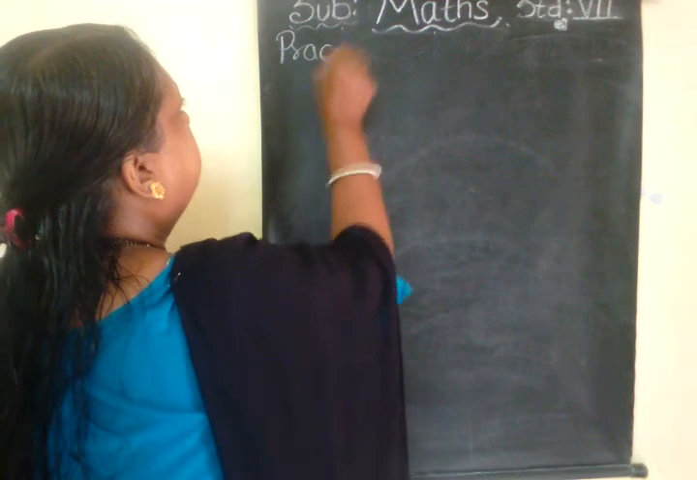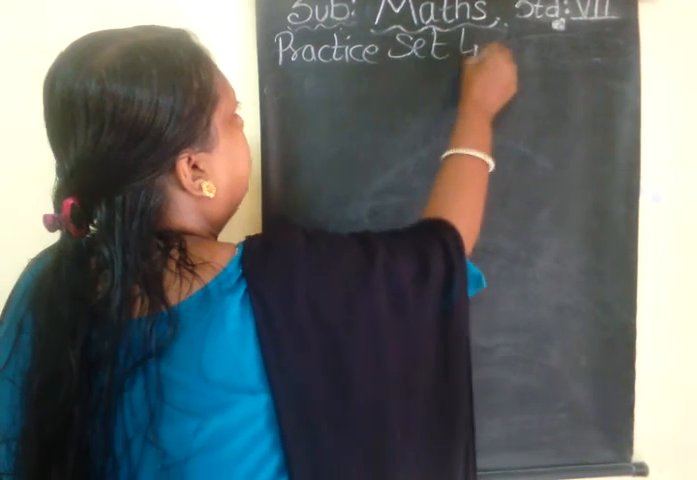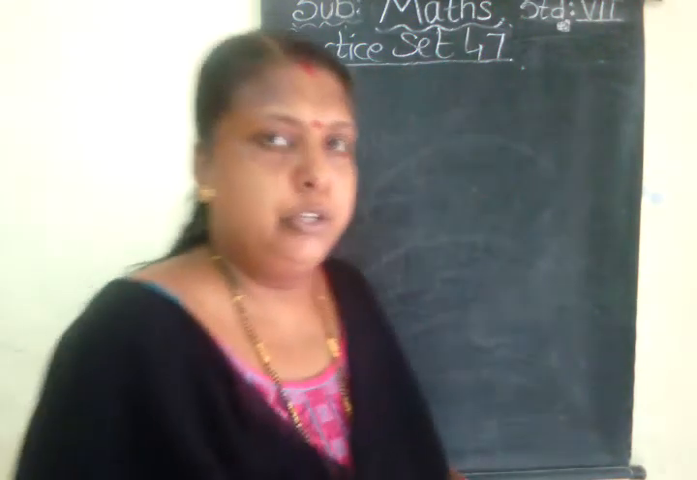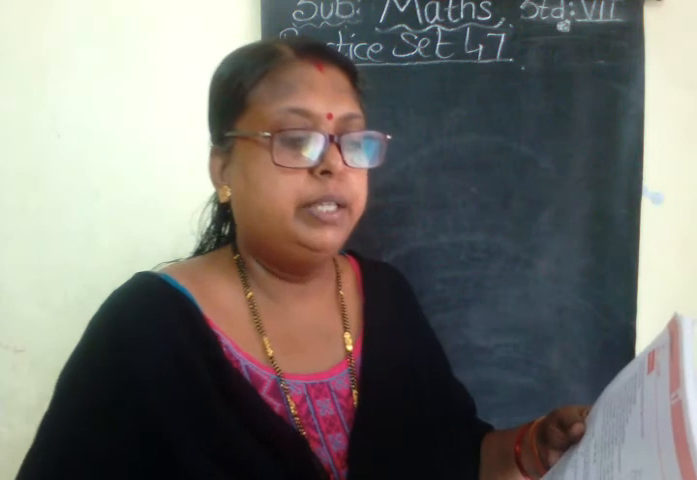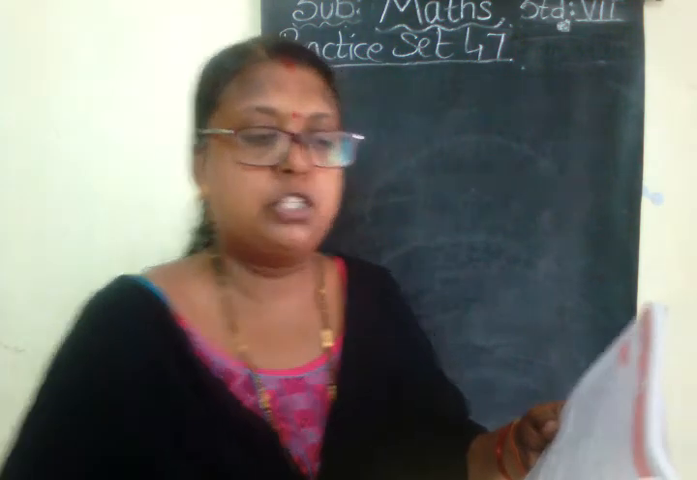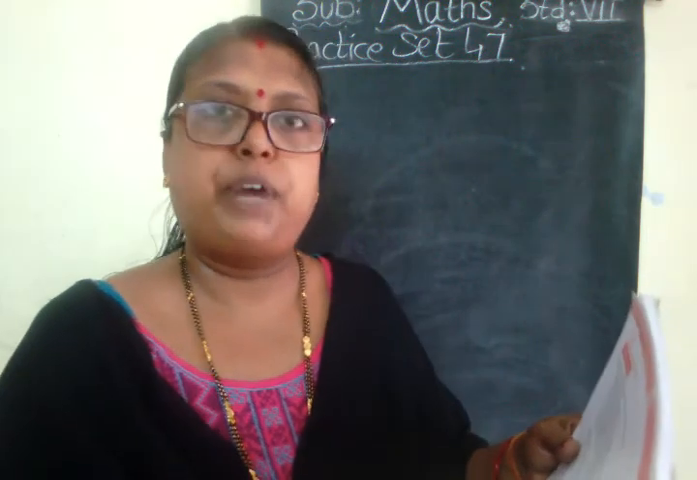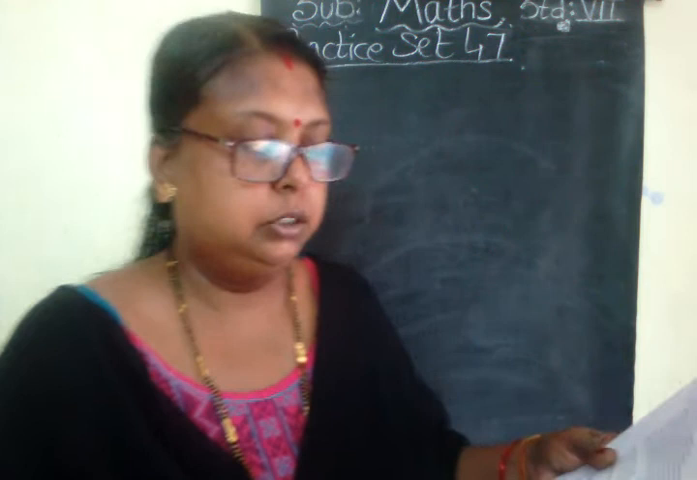Practice set 47. Okay, I'll read the question for you. See in the book. Find the total surface area of cubes having the following side. Now they have given us cube, right? So I will solve sum number 1 and sum number 5. 2, 3 and 4 will be homework. Okay, so let us begin.